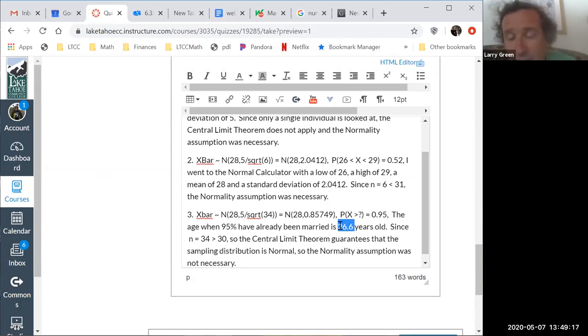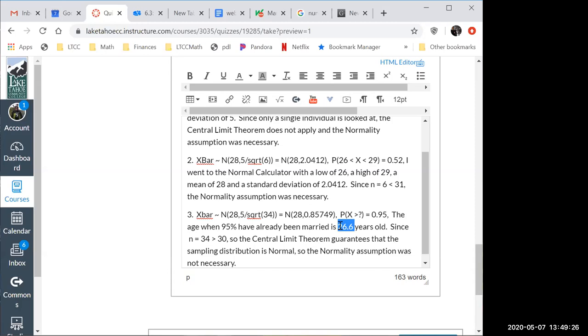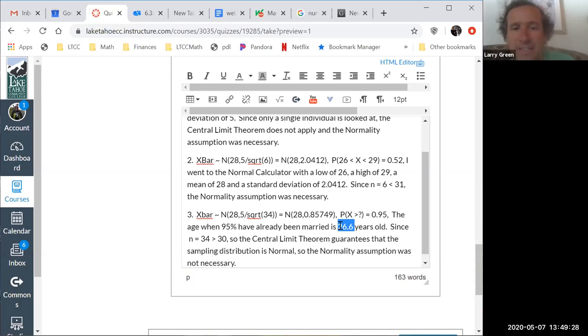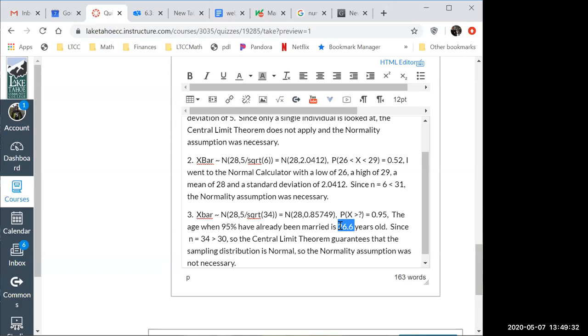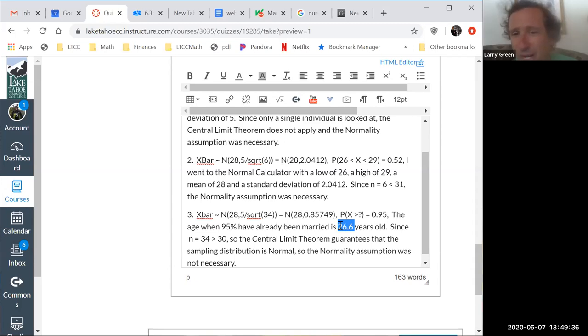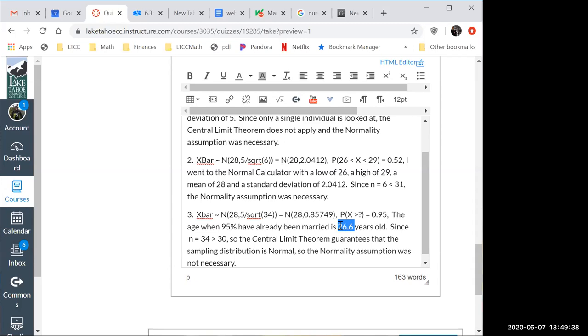Now that seems pretty close to 28, but remember, we're not talking about one person. We're talking about the average of 34 people. And the averages tend to be really close to the population mean. Is that clear? So that totally makes sense? Yeah, thank you. It was feeling like it should be older, like over 28. And if you think about it for a while, then it does make sense.